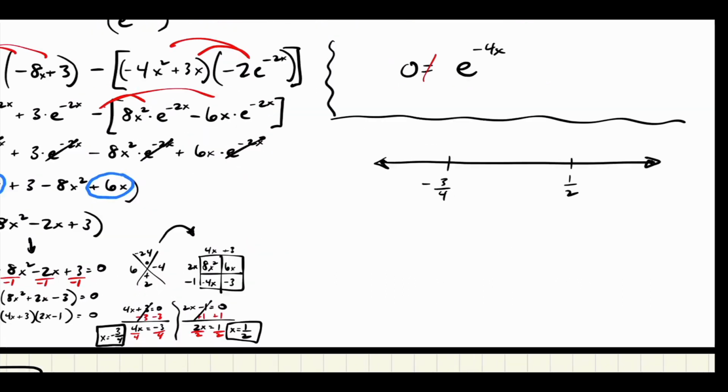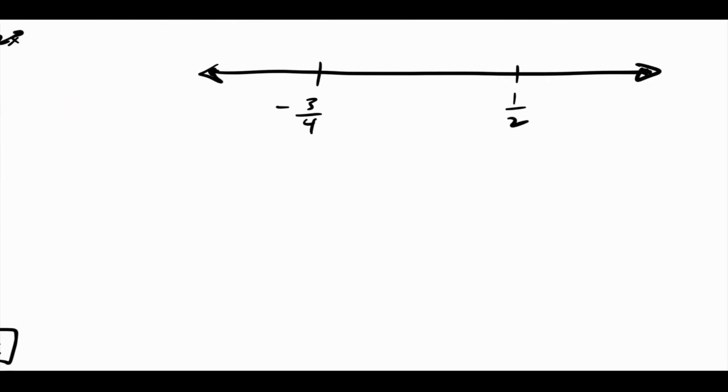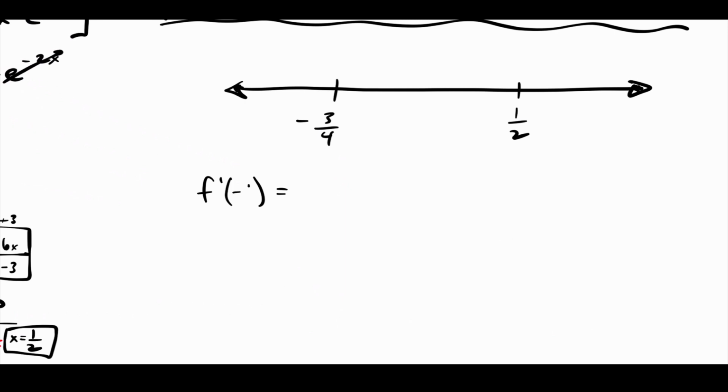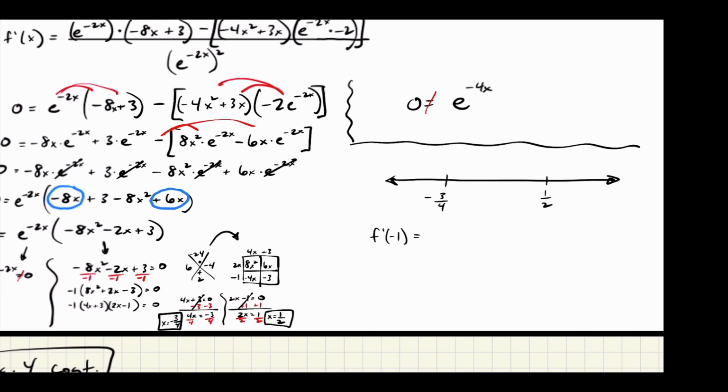So I'm going to pick a number less than -3/4: -1, -2, -3. I could pick a number in between -3/4 and 1/2: 0. Pick a number bigger than 1/2: 1, 2, 3. Pick an easy number. So I'm going to pick -1 first, because the derivative is kind of ugly.